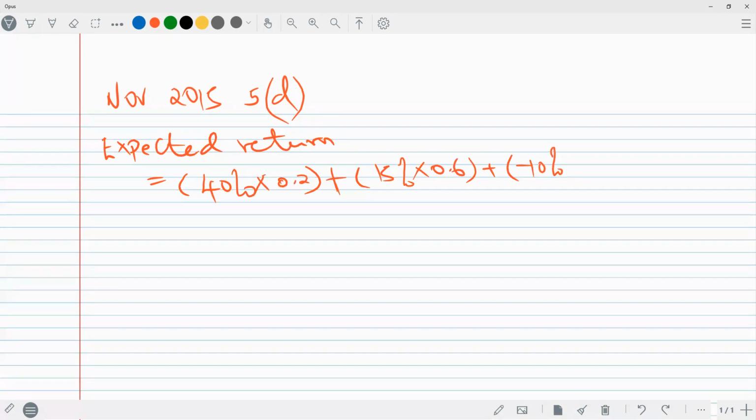from this investment: you are told that you can get 40% return, but only 20% of the time, you can get 15% return, but only 60% of the time. You can also get a loss of 10%, but only 20% of the time. So on average, what will be the return expected from this investment?